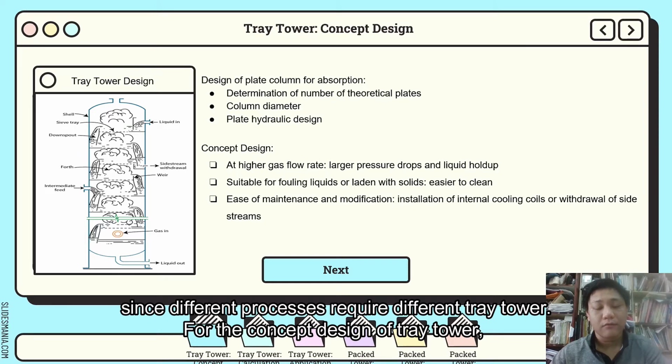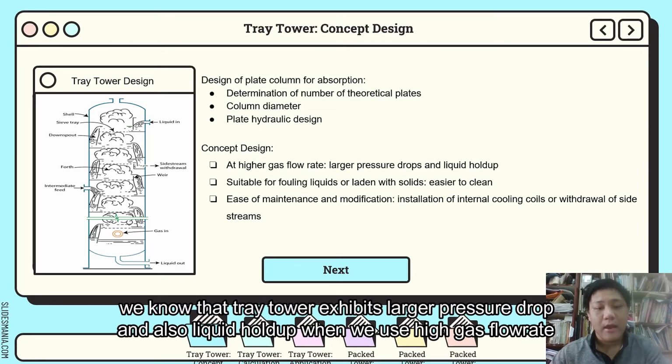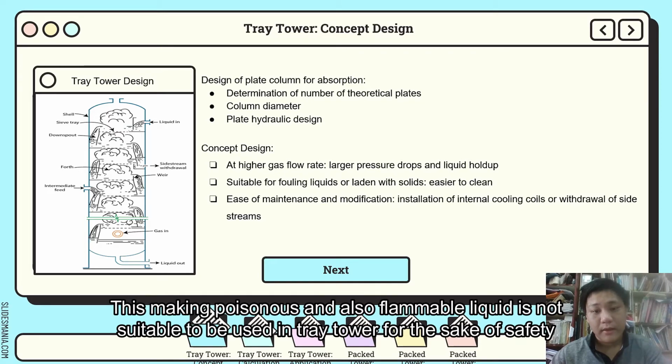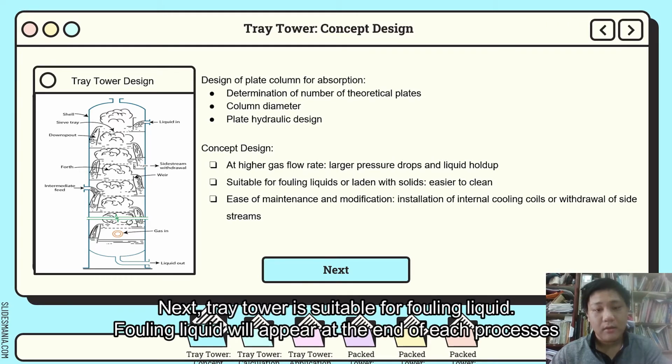For the concept design of tray tower, we know that tray tower exhibits larger pressure drop and also liquid hold up when we use high gas flow rate. This makes poisonous and also flammable liquid not suitable to be used in tray tower for the sake of safety. Next, tray tower is suitable for fouling liquid.